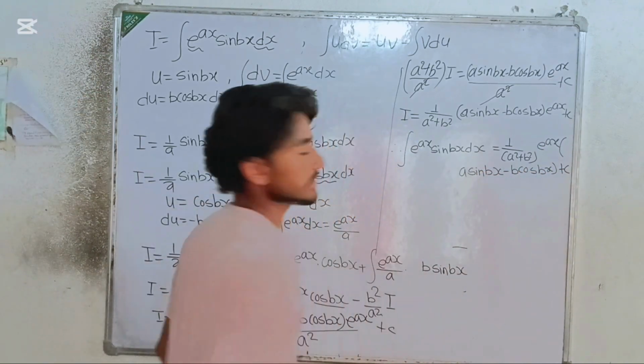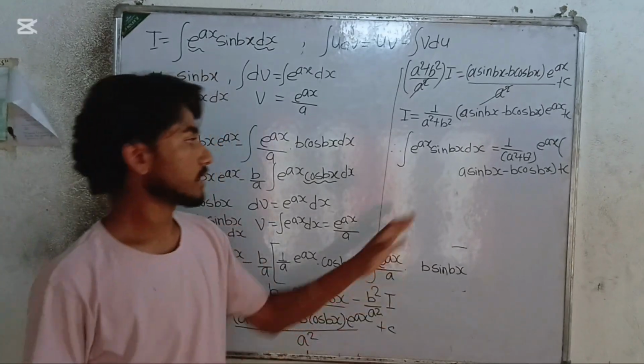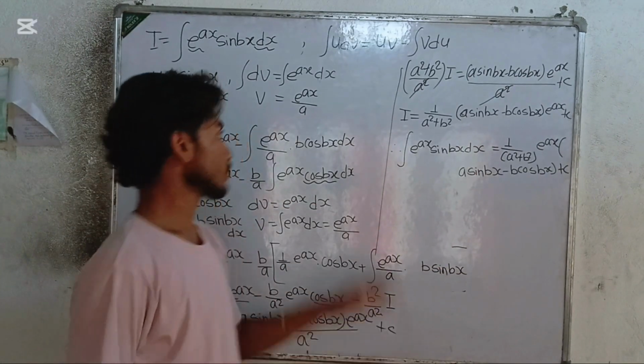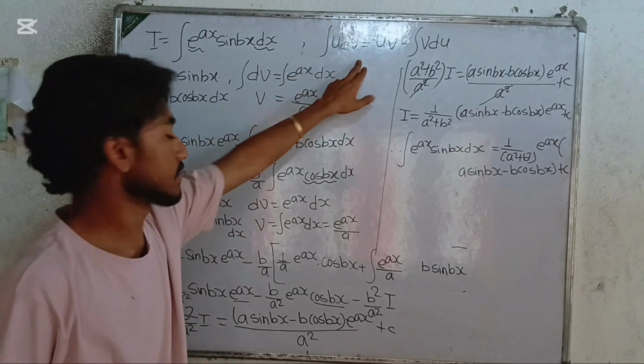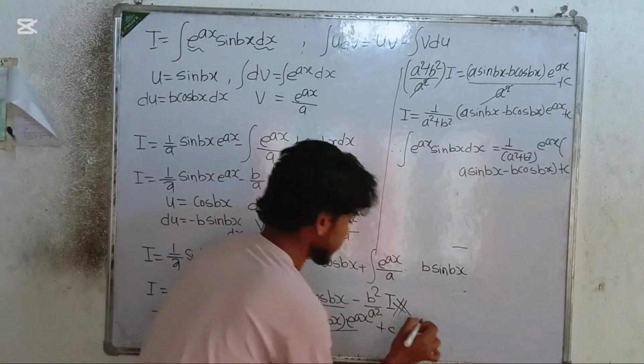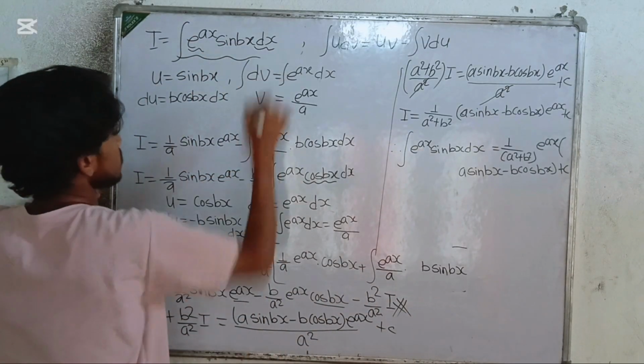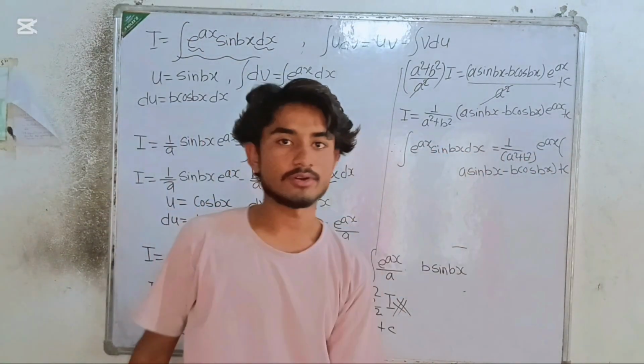Plus some constant c. This is one of the hardest problems, though not so tough once you understand the concept and how we manipulated it. We wrote I here because the integral reappears as I, so you can substitute I, and after substituting we got our desired result.